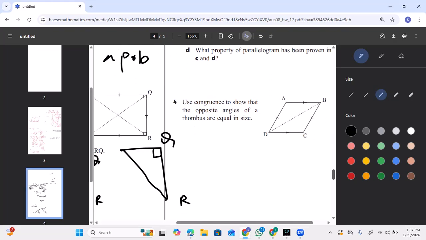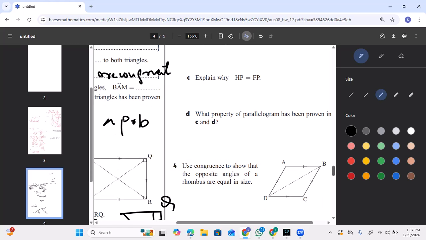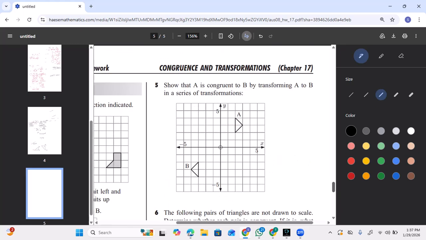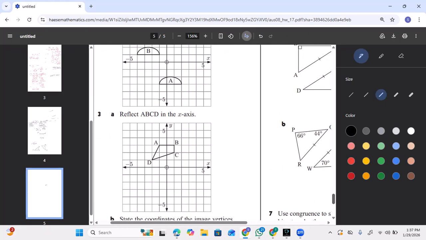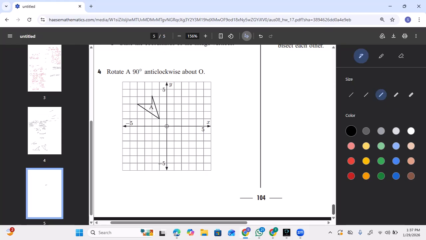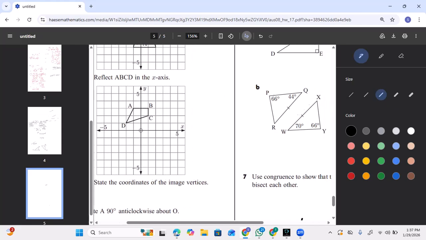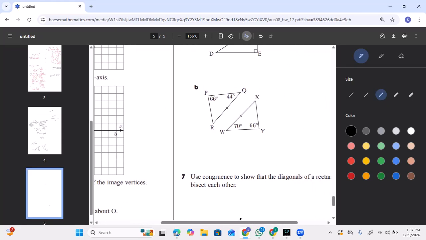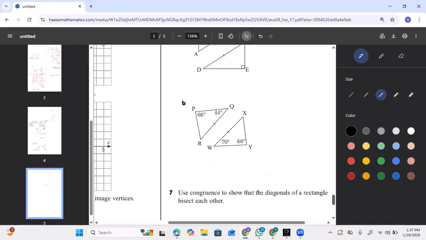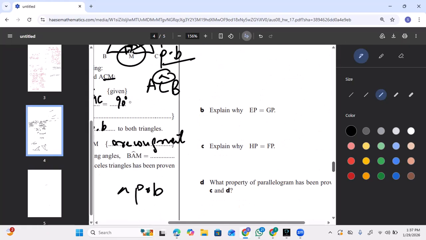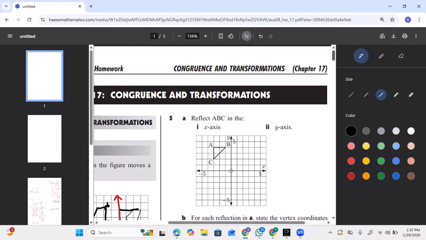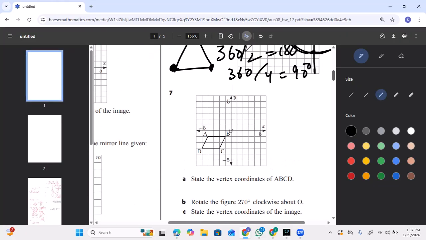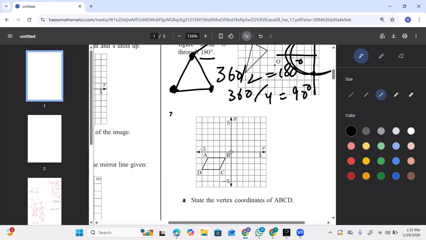Okay, so now let's see what other questions we have here. A question about transformation and of angles as well. Let me just move a little upward and let's see that we have certain example transformations here, and then we will do them first.